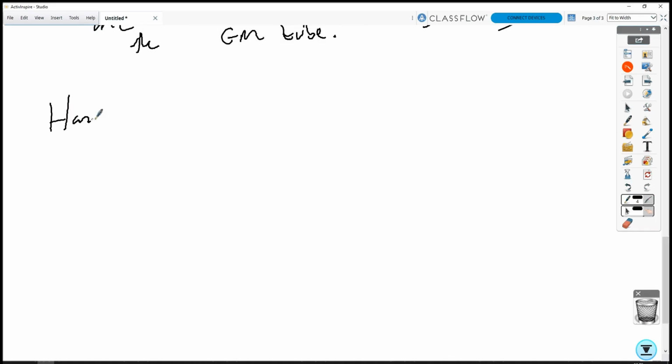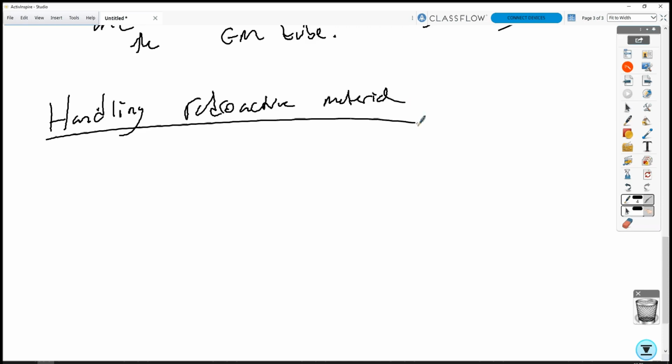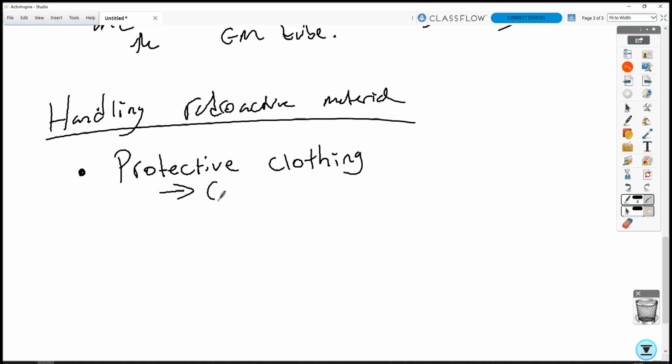Now, for safety, you have to handle radioactive material safely. So, one thing you can do is wear protective clothing. So your protective clothing will be things like gloves. It would be lead-lined aprons. But in an educational setting, the sources are weak enough that you won't need to wear these. So protective clothing, e.g. gloves, lead-lined aprons.